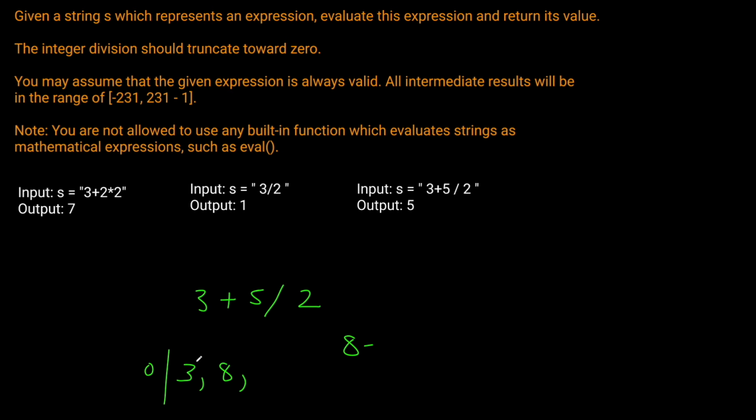So from 8, the previous number was 3. So we need to get rid of 3. And then we're left with 5. And now we do the division. And we're going to add that back to whatever the previous number was. And now we should get our correct answer.